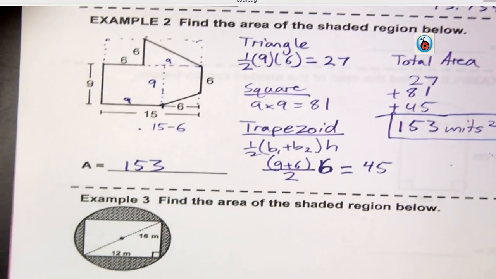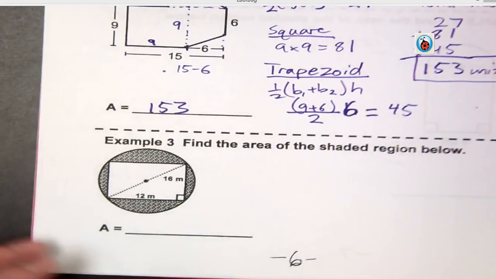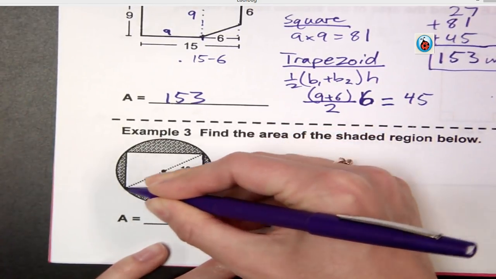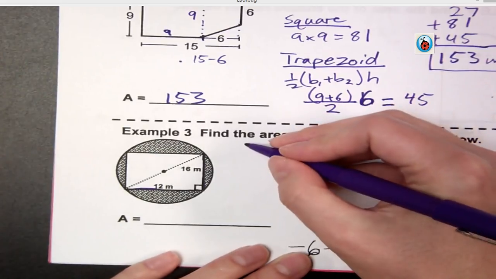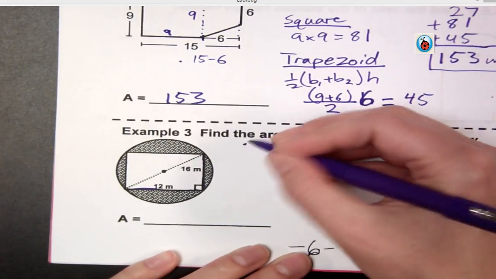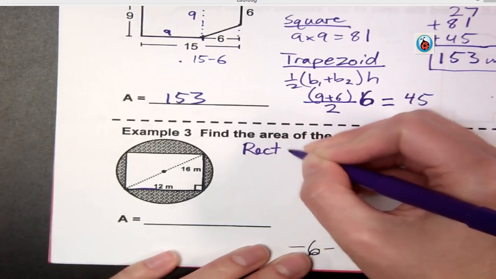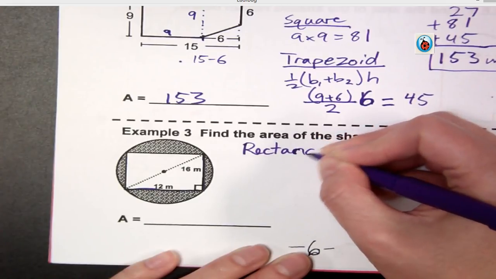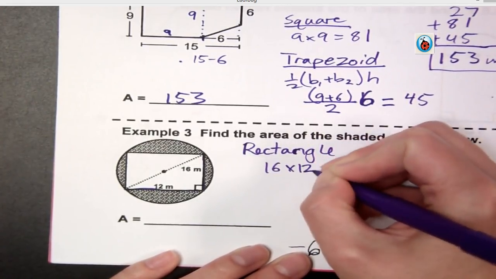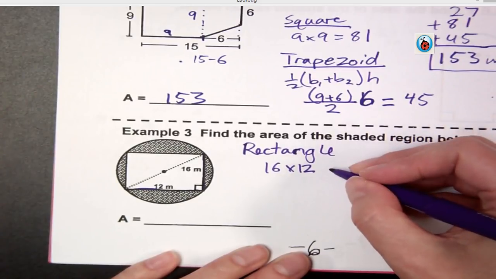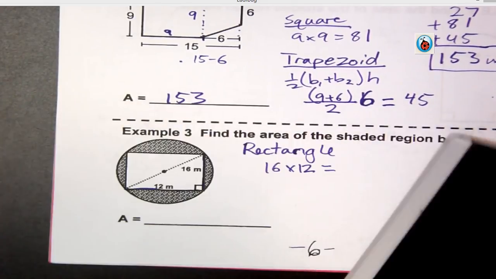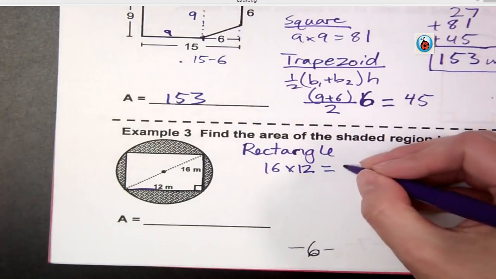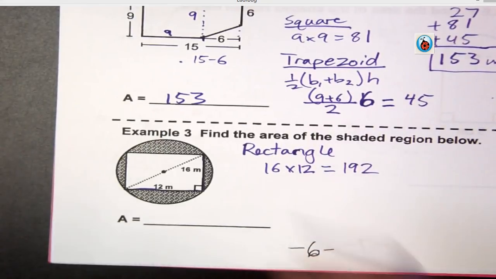Alright, our next one nicely gives us the two sides of the rectangle. That's an easy area to find. And so if I have a rectangle, I multiply my base times height. So 16 times 12 equals, that one I'm going to put in the calculator, 192. Okay, so that's the part I'm going to subtract.